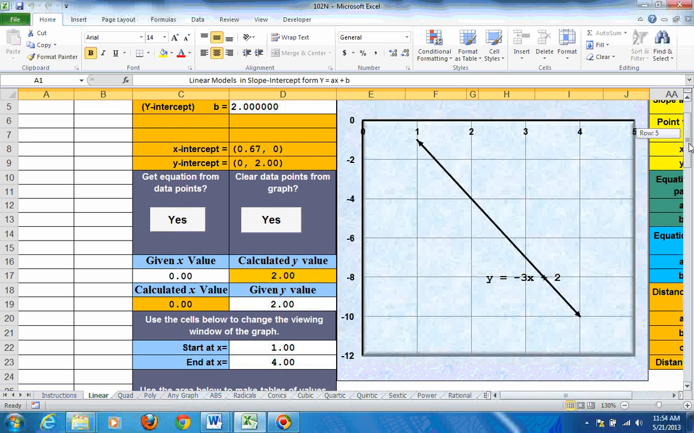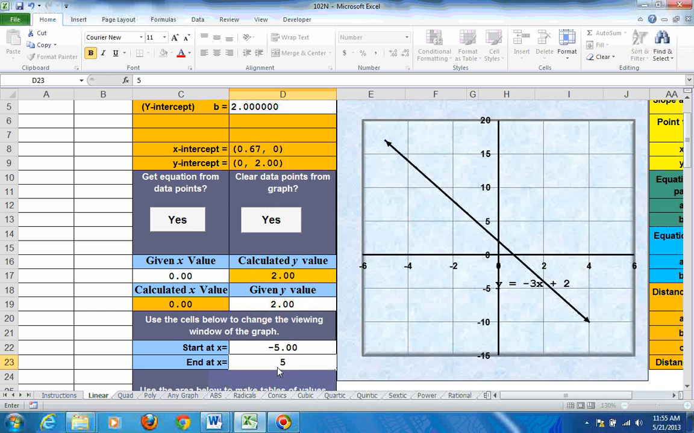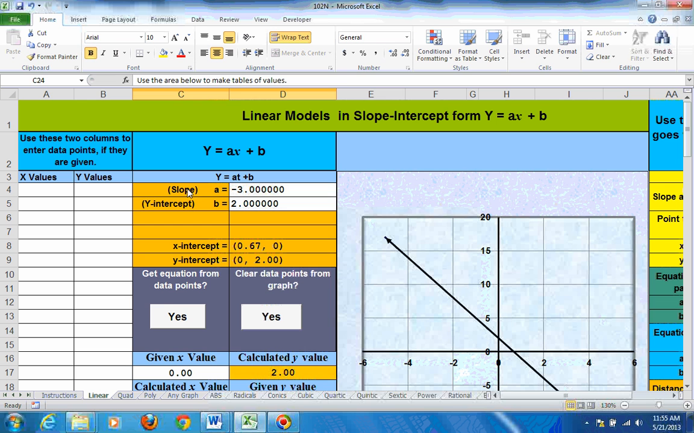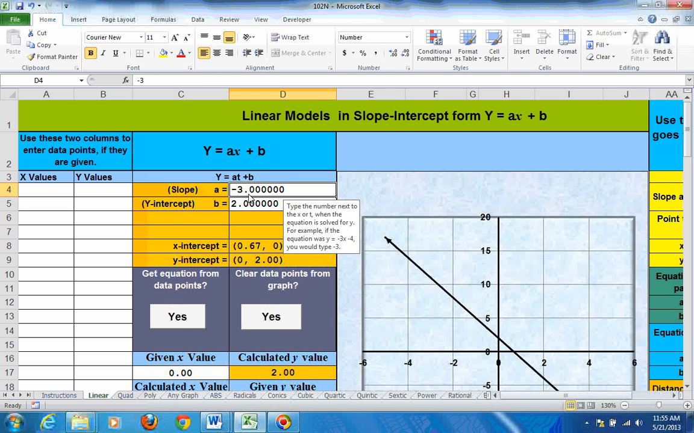And then down here, we can set the viewing window if you like. Use these cells to change the viewing window. I don't know if you'd like to see it from negative 5 to 5 or wherever you like to see it. But there's the graph of that equation. Again, up here, it tells you the slope is negative 3, which means it's falling 3, running 1. Here's the y-intercept. It's actually the coordinate 0, 2, and it gives you the 2 right there, but there it is as a coordinate 0, 2. And the x-intercept is 0.67, 0. So the x-intercept hits right here. Like here's 1, and here's about 0.67, and right here's the y-intercept at about 2.